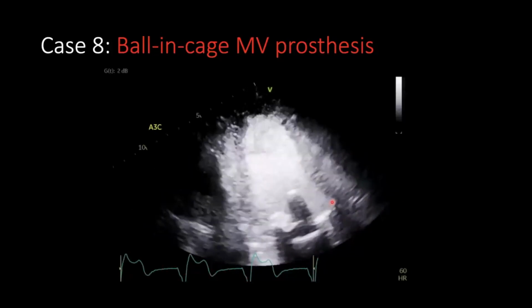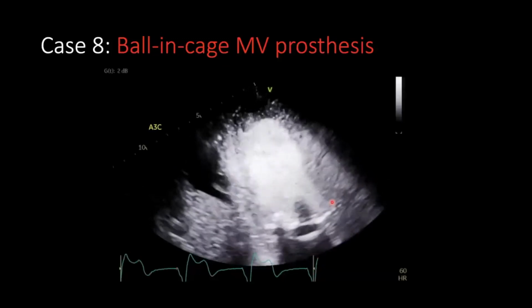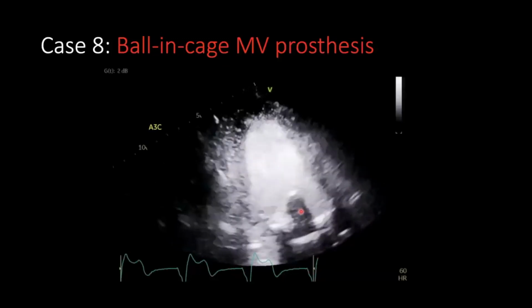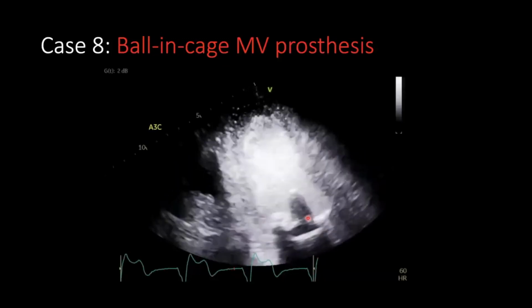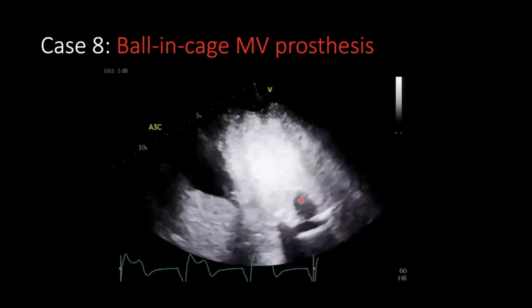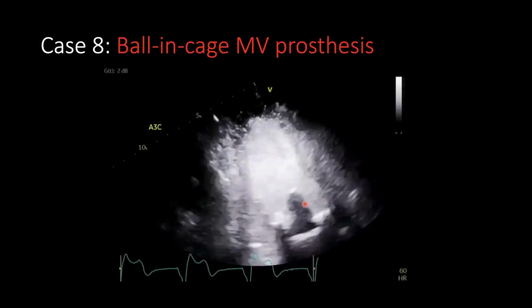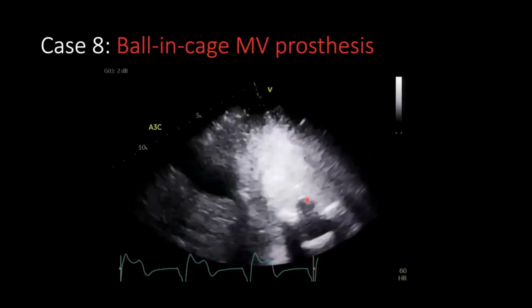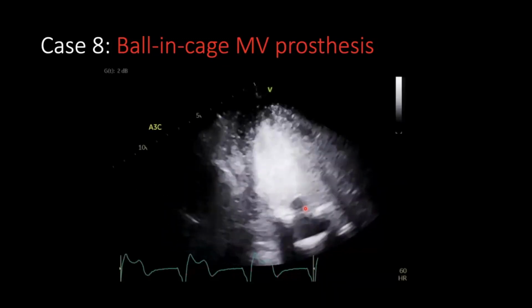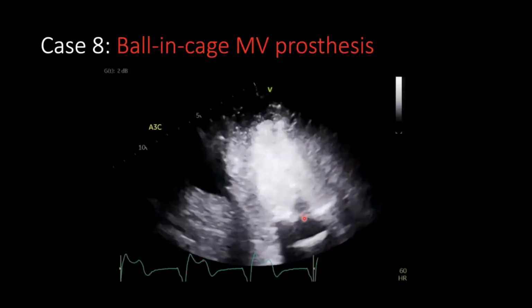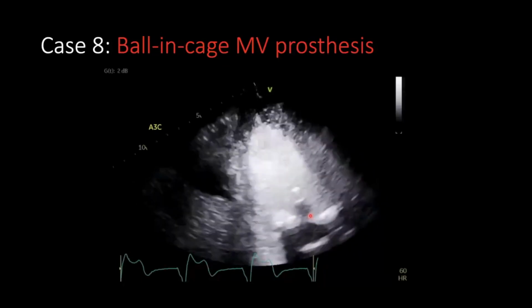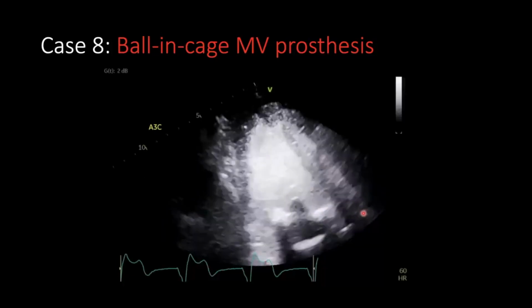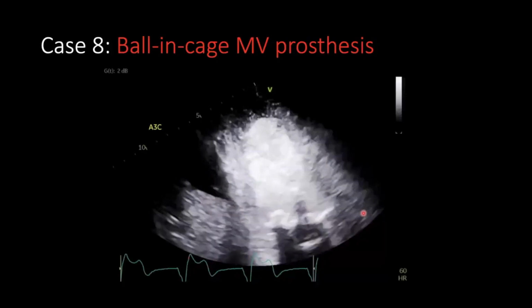Yeah, so I think we know from looking at the actual model of the ball and cage valve, we know it's in the LV. What happens is you have a ball up here that moves further into the LV to open the valve, and then comes back and closes back into the atrium. So it goes back into the annulus and closes it. That's the way it operates. So everything you see behind it is basically shadowing and artifact. You see, the tip of the cage doesn't move.